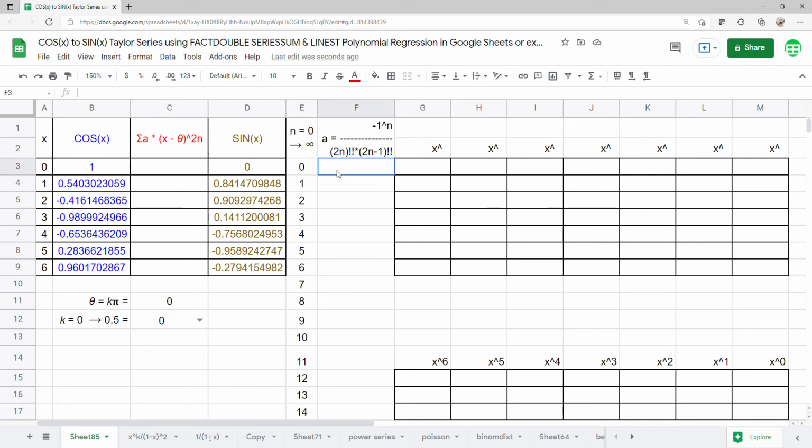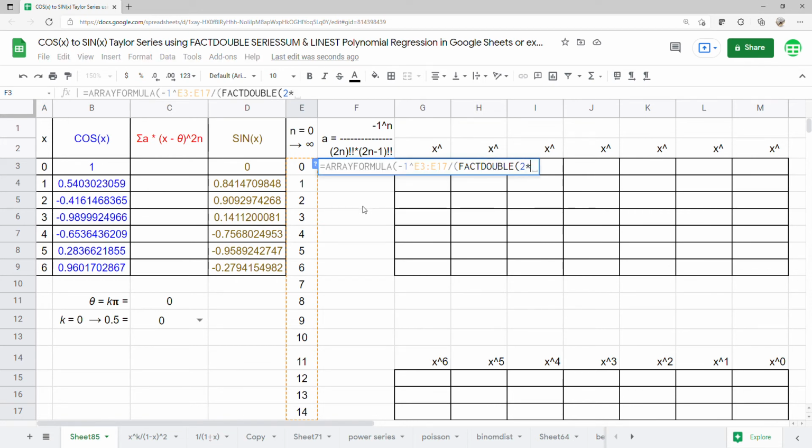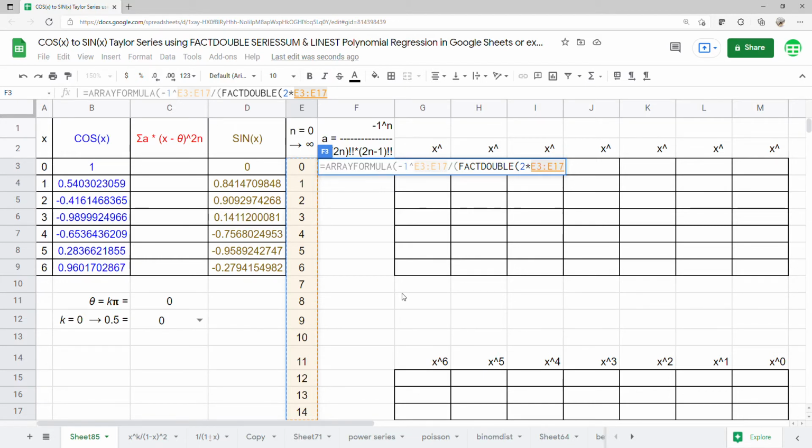Now we can calculate the expansion coefficient, which is an array formula, -1 raised to the power n divided by, there are two parts. The first part is double factorial 2n, so FACTDOUBLE 2 times n. That's the first part. The second part, again FACTDOUBLE, double factorial, 2n minus 1. So 2 times n minus 1.